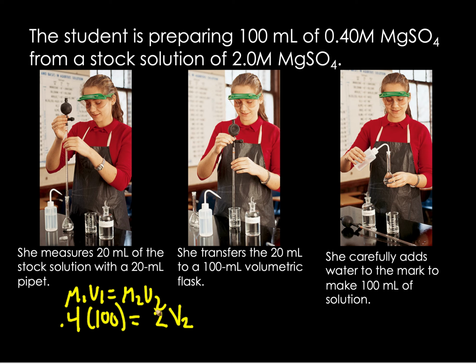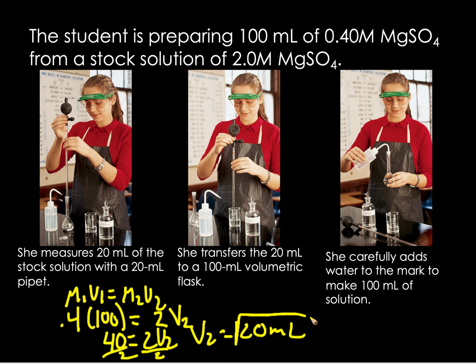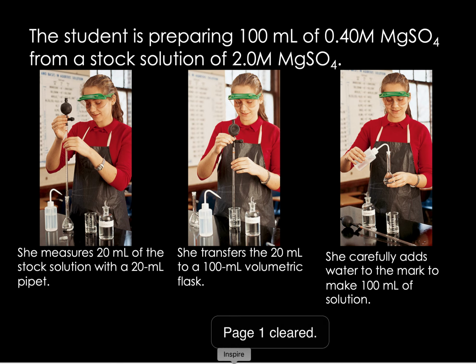0.4 times 100 gives us 40 equals 2 V2. How are we going to get this V2 by itself? Divide by 2, and we get 20 milliliters. So that's how we figure out our 20 milliliters of stock solution. With a 20 milliliter pipette, she transfers the 20 milliliters to a 100 milliliter volumetric flask, and she carefully adds water to the mark to make 100 milliliters of solution. Okay, so we only have two examples here, and we're done.